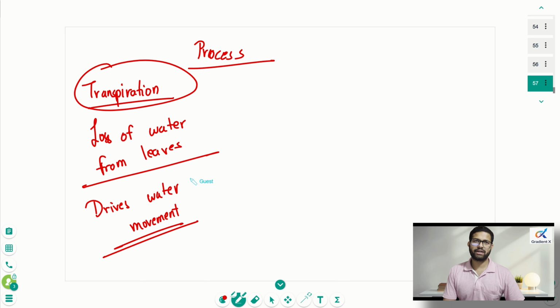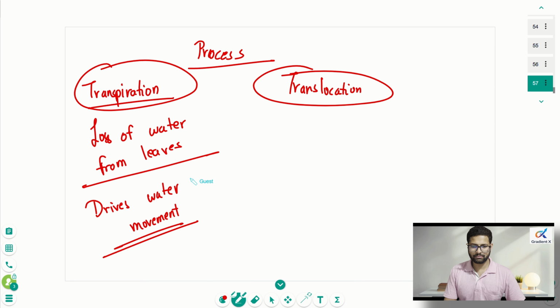Next is translocation. When it comes to translocation, what do we know? It is the movement of food in plants. Very good. Movement of food in plants. Got it?